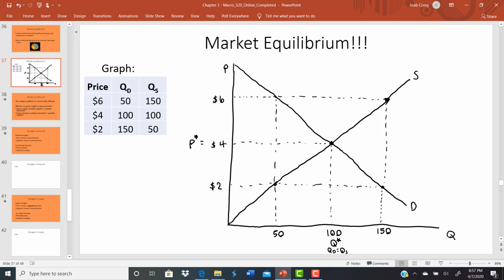Meaning that at a price of $4, you have 100 people willing to buy this good, and at a price of $4, you have 100 of this good being supplied, and that's what we call the market equilibrium.